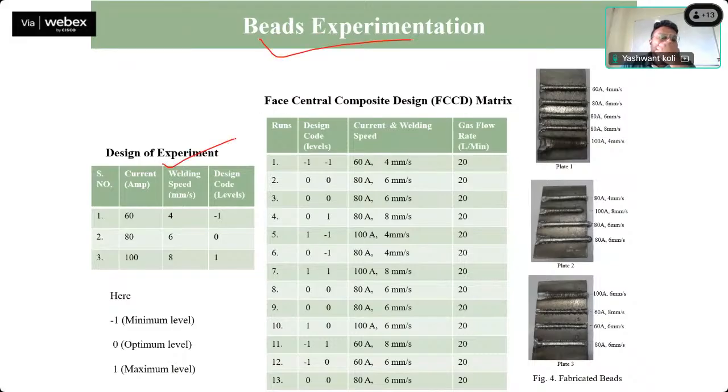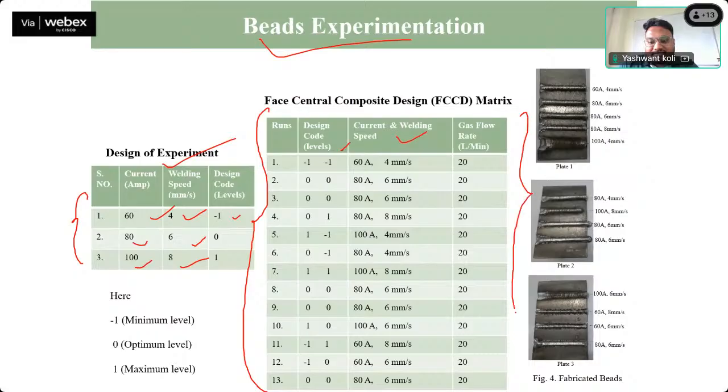He has made a design of experiment of 60, 80, and 100. These are the three levels he has decided, and three levels of welding speed. And this is the minimum and maximum level. And the design code is this. These combinations are achieved by design of experiment, using Design Expert software, with a face centered design, CCD design, CCFCD design. It is the central composite face centered design.